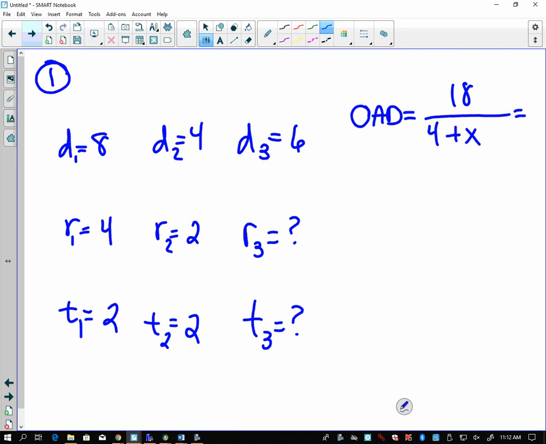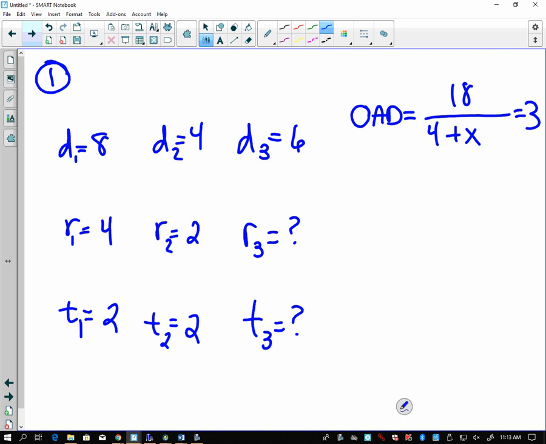And what do we want that to be equal to? We want his overall average speed to be 3 miles per hour. So we have 18 over 4 plus x equals 3. Did I lose anybody to get to that equation? Okay, so what do I need to do to solve?